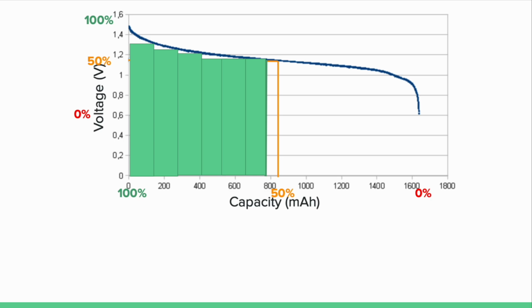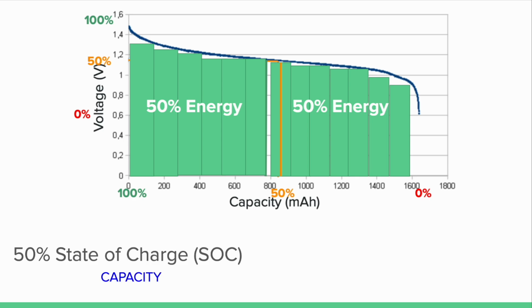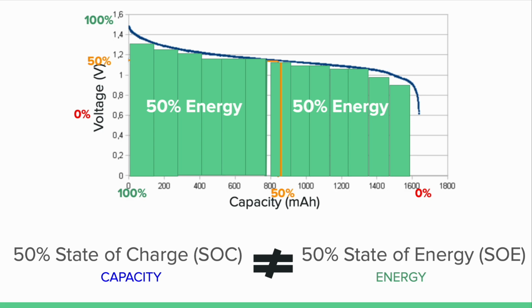Hopefully you can see that this area and the area to the right are about the same, 50-50. If I split it by 50% capacity, you can see that there will be more area on the left side. The main takeaway here is that 50% state of charge is not the same as 50% state of energy. This is very important, and make sure you understand this before moving on to the next video, or else it will be more confusing to learn future topics.